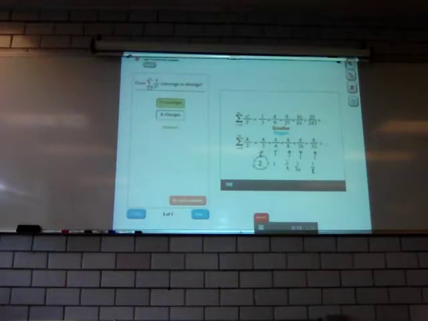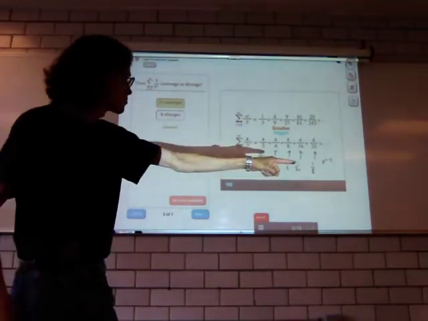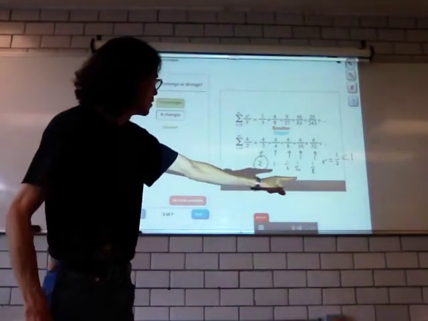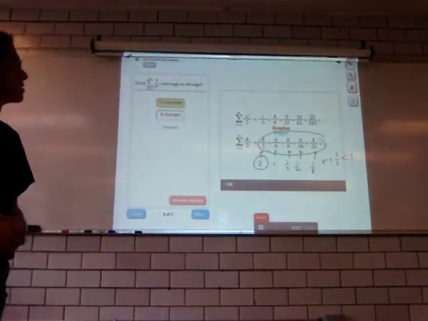This first term is 2, and has a ratio r, which is less than 1. So this geometric series here converges.